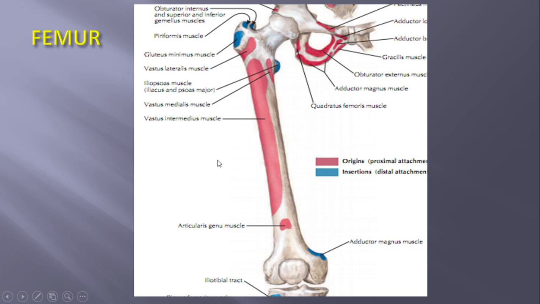Also, you can see a very small muscle, articularis genu, taking origin from the lower part of the anterior surface. On the adductor tubercle, just above and posterior to the medial epicondyle, you can see the insertion of the adductor magnus muscle.